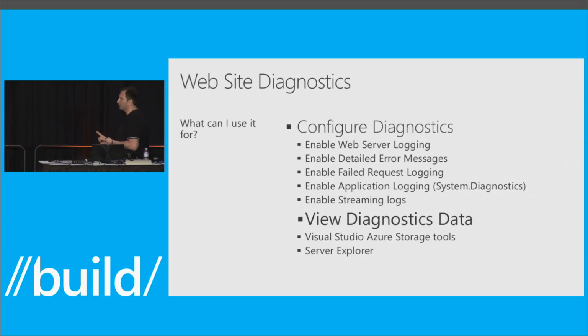For configuring diagnostics in websites, there is a really easy way to enable web server logging. It's the same thing: IIS logs, failed request logs. You can enable detailed error messages. You can enable application logging. So if you use system.diagnostics, those things are logged automatically. And the difference is, remember, in a cloud service, I told you you need to have that trace listener in a web.config. You don't need that for a website, because the website infrastructure basically provides you with that trace listener. So you don't need to worry about that.